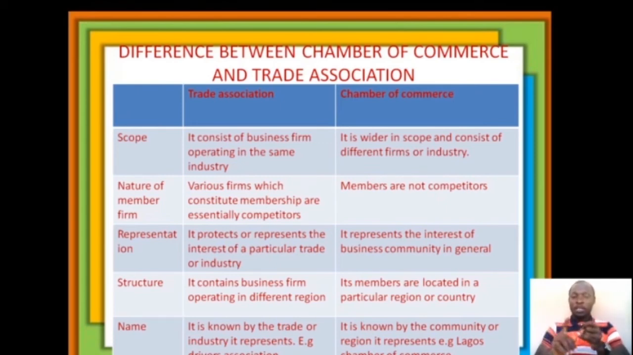In this same Chamber of Commerce, you can have those who are into the production of clothes. You can have those who are into the production of toys. You can as well have those who are into the production of laptops, as the case may be. These are different people you can find in Chamber of Commerce. The nature of member firm: under the association, the various firms which constitute membership are essentially competitors.